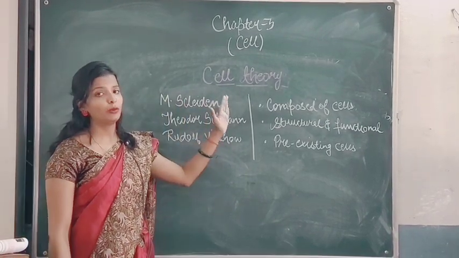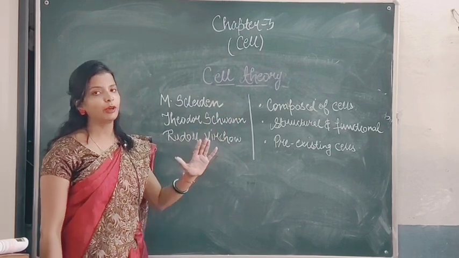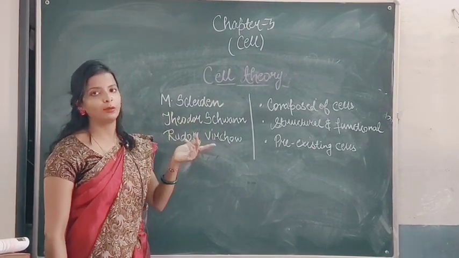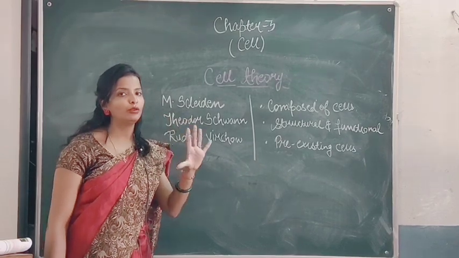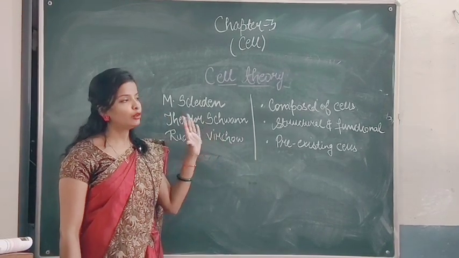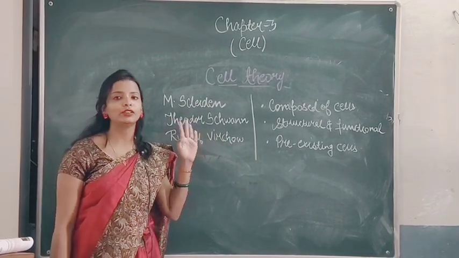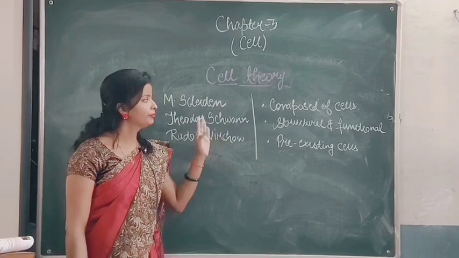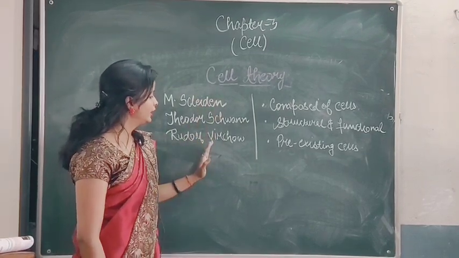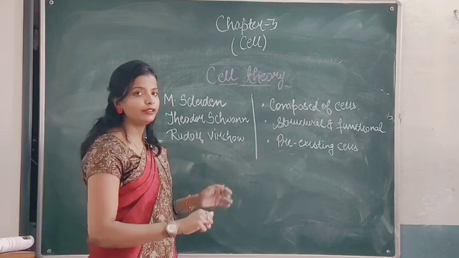Whatever I am writing on the board, the name can vary, because in some books this name is given, in some books that name is given. So please don't be confused about the spellings, or if you want you can follow the same spelling that is given in your book for your convenience. Now, the 3 gave the cell theory together. Now, what is cell theory?